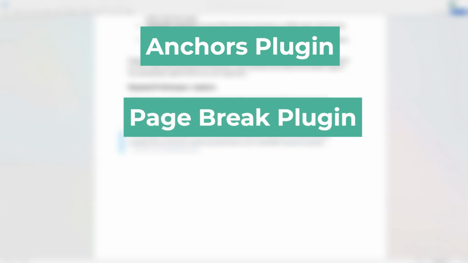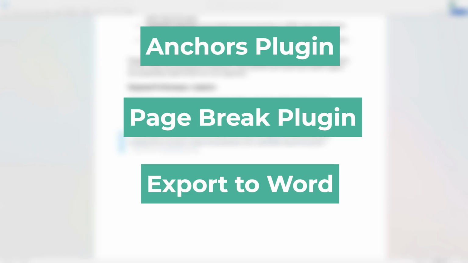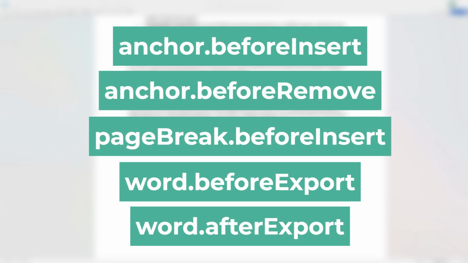So that's 4.7. Anchors give you navigation, page breaks control layout, and Word export preserves formatting in a docx file. Also the event system, the five new events, gives you control over how these features behave in your application. Same with the other releases before, like the find and replace plugin.